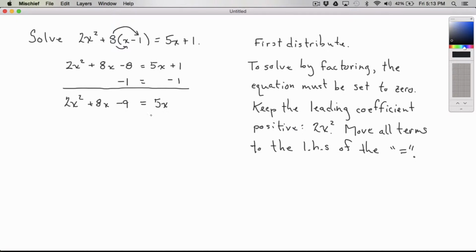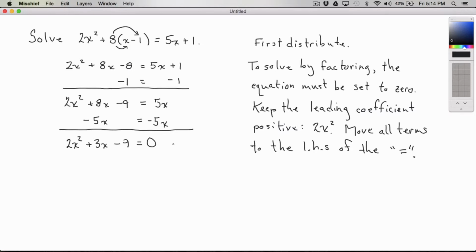Now, we want to move the 5x to the left-hand side. This is done by subtracting the 5x from the right-hand side, and then doing the exact same thing on the other side. I'm going to line it up with its like term, the 8x, put a line under all of this, and then bring down my columns. This gives me 2x squared plus 3x minus 9 is equal to 0.